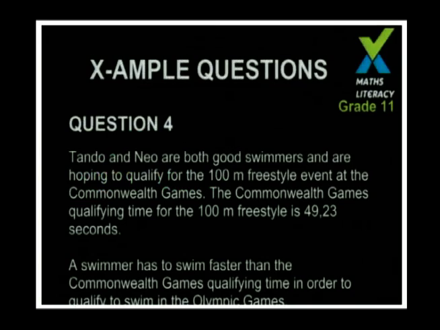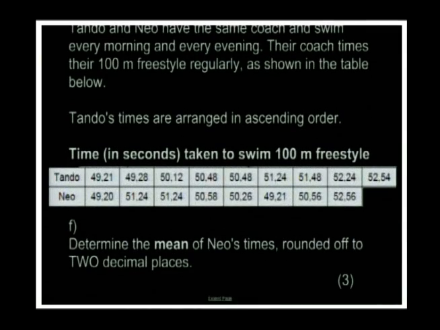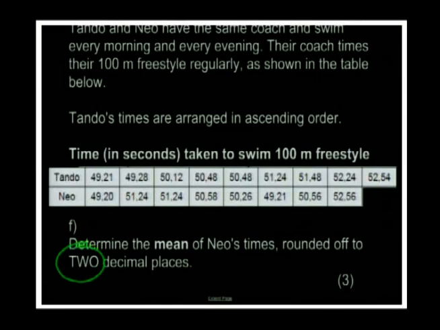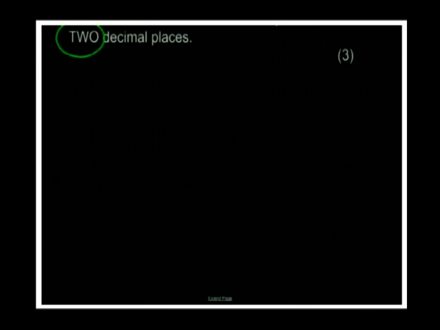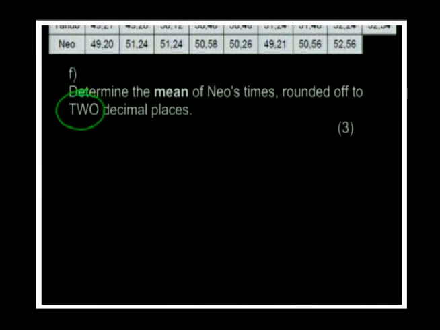Okay. Right, our next one says, determine the mean of Neo's times rounded off to 2 decimal places. The fact that the examiner tells me rounded off to 2 decimal places tells me quite clearly it's not going to work out perfectly. So I'm going to have to do some rounding. Okay, so how do we calculate the mean? Well, with the mean, all we're going to do is add up all Neo's times and then divide by the number of times.